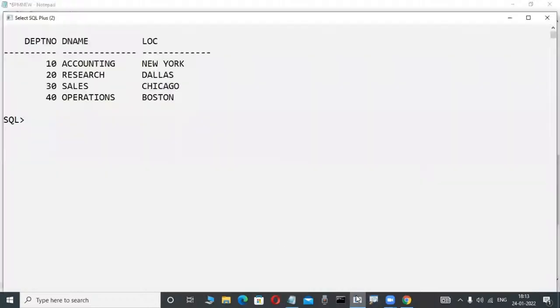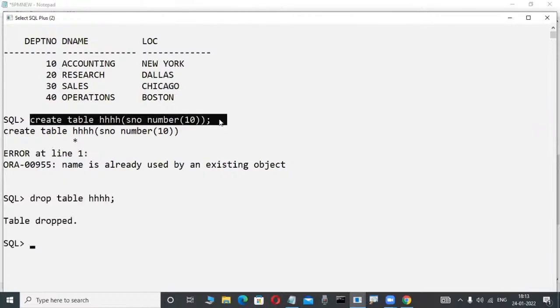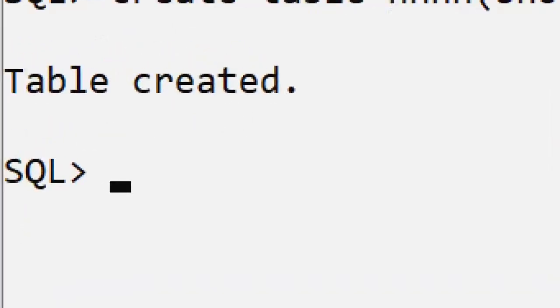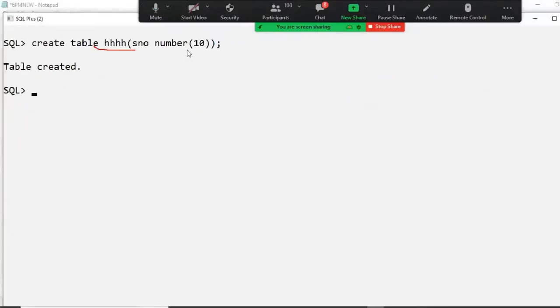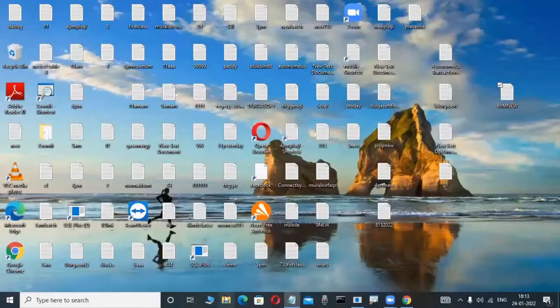Suppose you are creating a table or anything in your database, for example. Whenever I'm creating a table, now observe here, these tables are already there. Suppose I'm creating this table in my database. Whenever I create a table, this is not visible in the operating system.